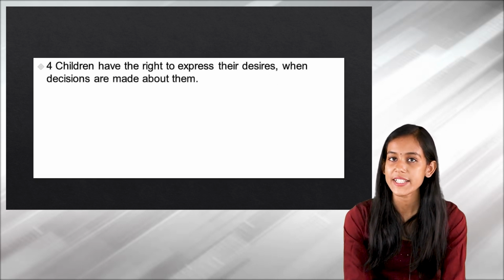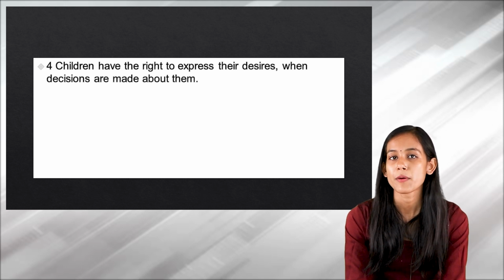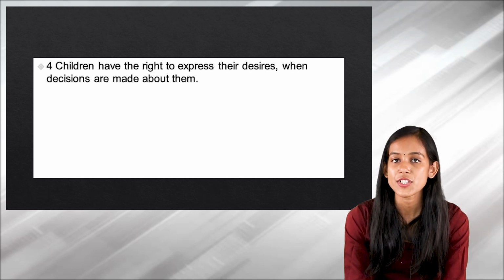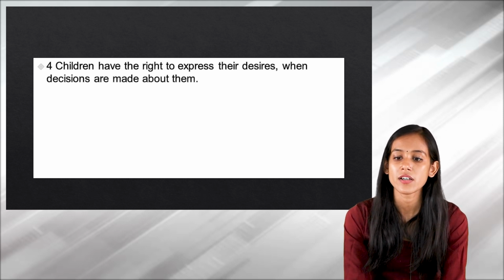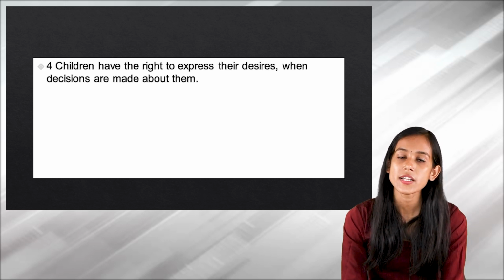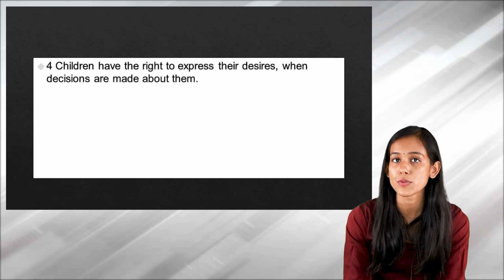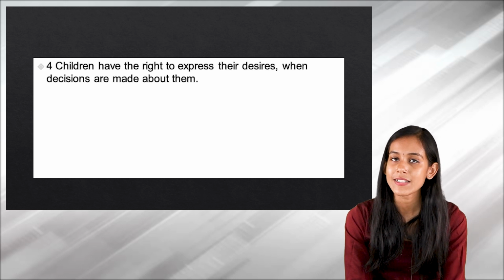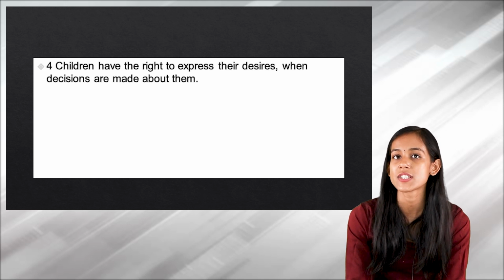Now, the next thing is, many times children are not asked about their desires or what they want, but it is their legal right to express their desires when a decision is made about them. So, for example, when the parents want to get separated, the child should be given the opportunity to tell with whom he or she wants to stay. So, this is their legal right to express what they want when a decision is made about them.